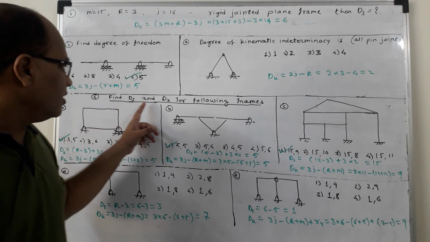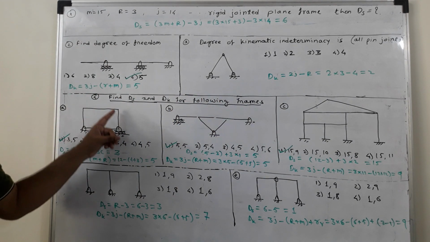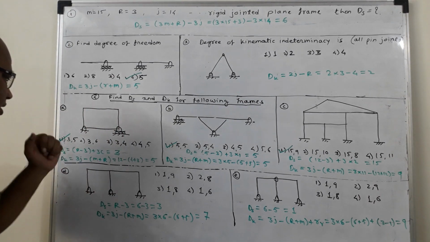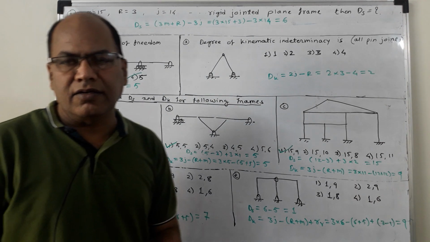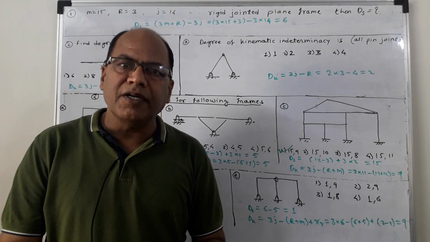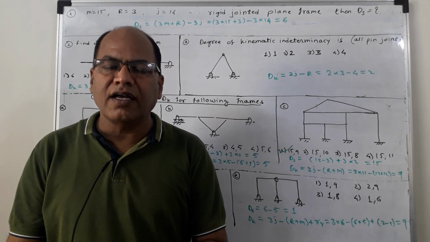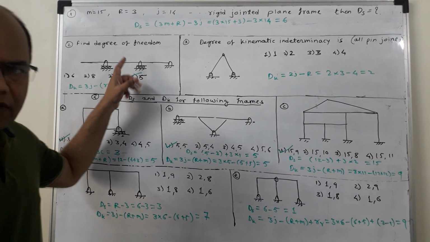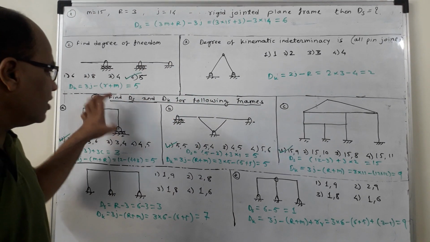Question number 4: find ds and dk for the following. Now it is a rigid jointed frame which is shown over here, and it is asked to get the values of ds and dk. We know that ds, the degree of static indeterminacy, is equal to DSE plus DSI, where DSE is the external static indeterminacy and DSI is the internal static indeterminacy. In case of beams, we have studied that internal static indeterminacy is 0, but here DSI is to be calculated.